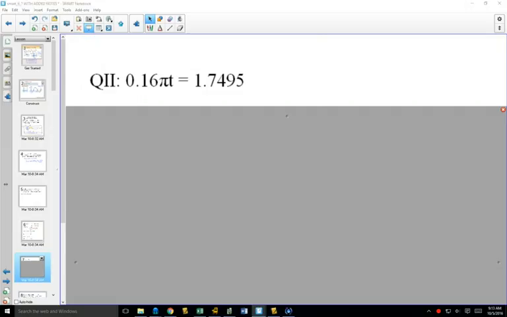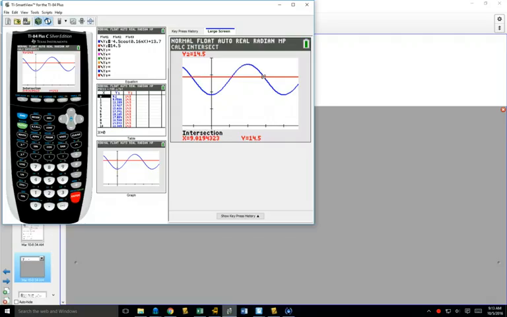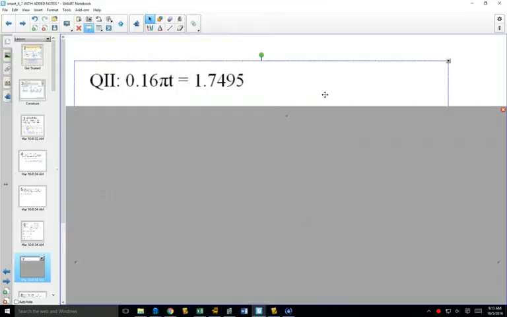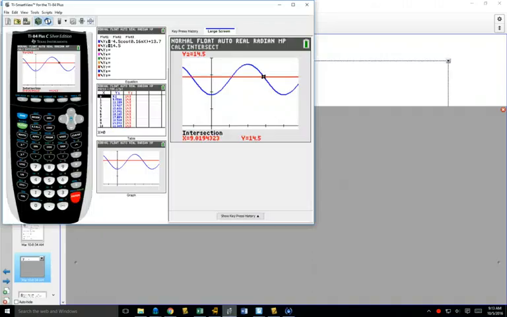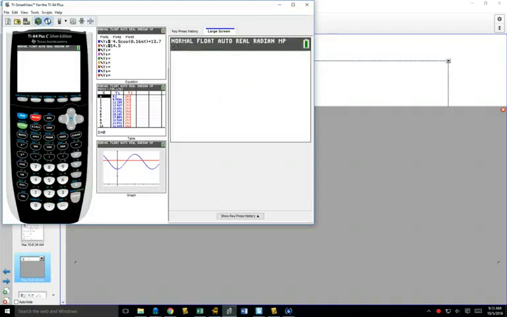Now, the most common mistake that students make at this time, I'm just going to look at the numbers here, 1.7495. They go to their calculator. They go 1.7495 divided by 0.16 pi, and they get the wrong answer. But isn't that exactly what it said? Okay, what did I do wrong?